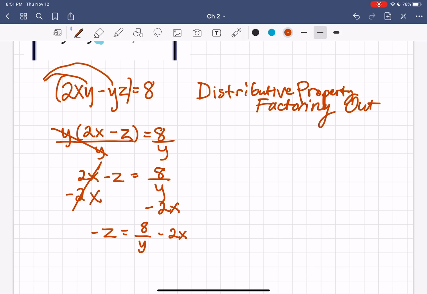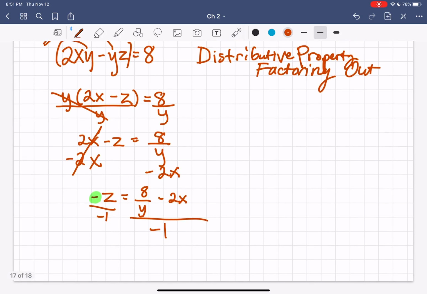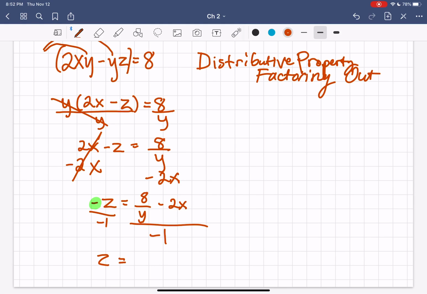And then you might be thinking, yay, we're done, but we're not. Code red, or whatever, code green, because I used green. Divide by negative 1 on both sides. This is kind of fun. And I get z equals, and multiplying or dividing by negative 1, the nice thing is that it's just going to be the opposite of everything. So I really get z equals negative 8 over y plus 2x.